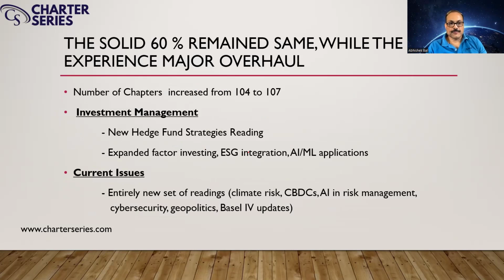Let's now boil down to the specifics of them. Number of chapters, first and foremost: there were 104 chapters, which is now increased on a net basis. Few chapters have been eliminated. Few chapters have been shifted from one topic area to another, and we're going to discuss that as well. But on a net basis, three chapters have been added. So 104 readings have given way to 107 readings. Of course, that would mean some extra effort is required.